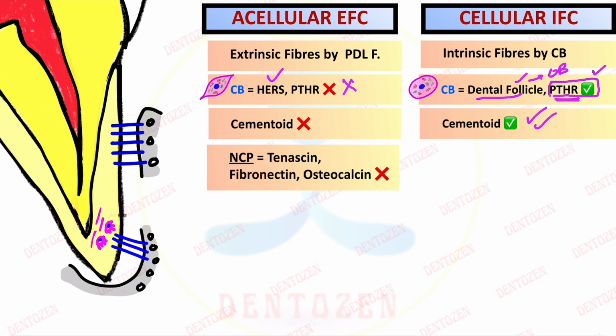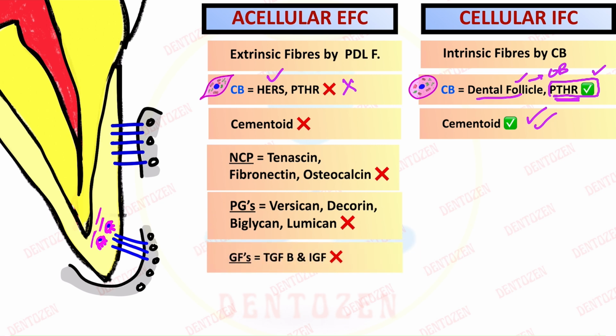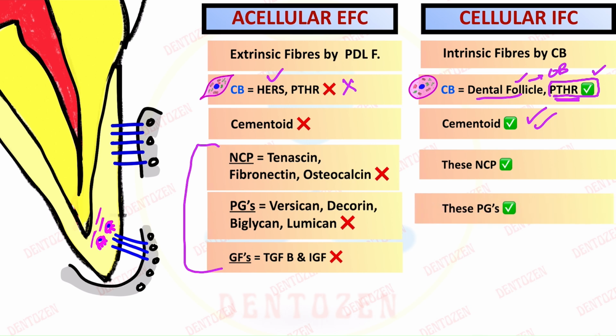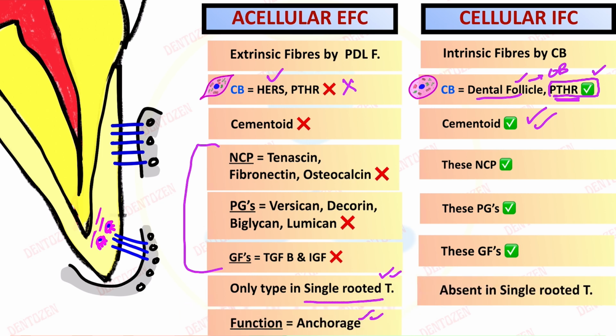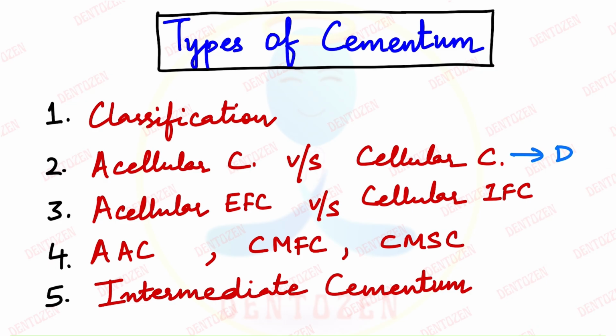Next is the composition: non-collagenous proteins, proteoglycans, and growth factors. All three are absent in the acellular, while all of these are present in the cellular intrinsic fiber. Acellular extrinsic fiber is the only type of cementum seen in single rooted teeth, where its function is anchorage attachment, and the cellular is not seen in single rooted teeth, so its function is adaptation and repair.